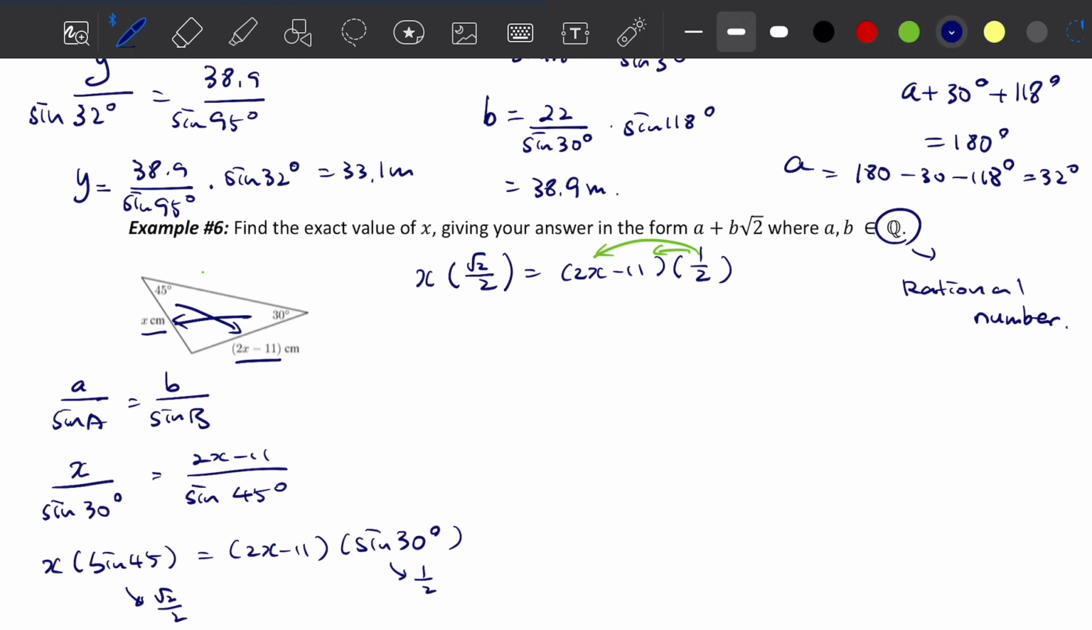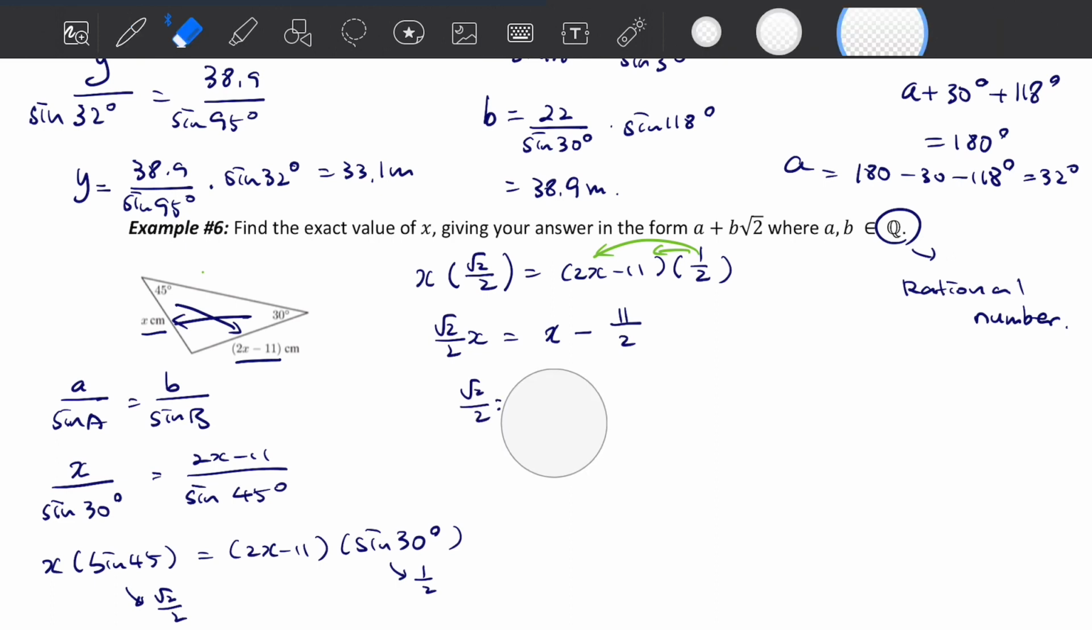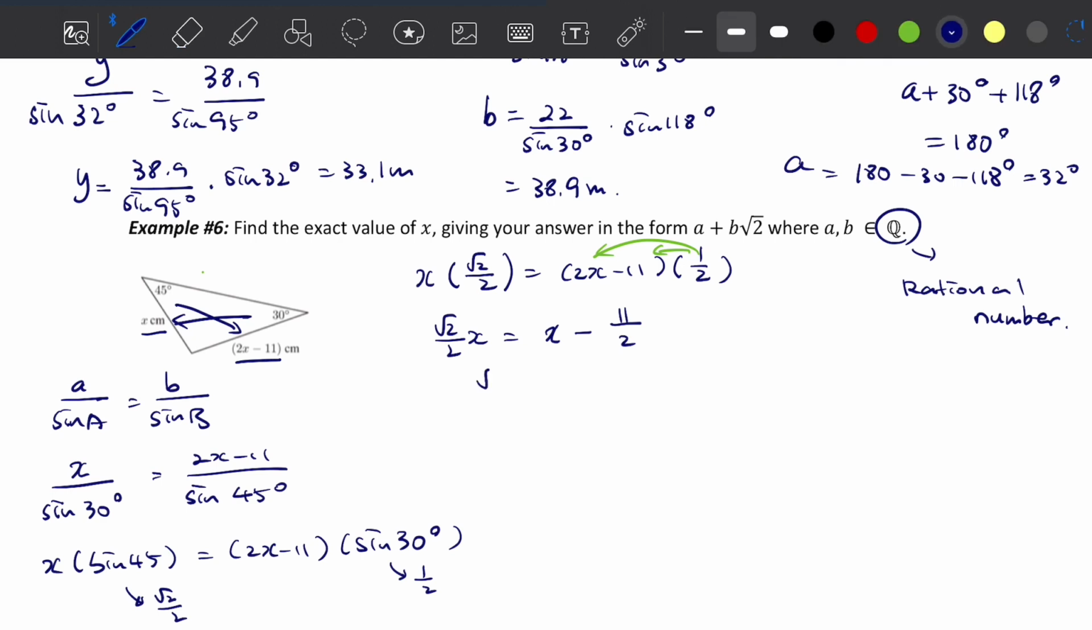Then we can simplify this, right? This will give us the value square root 2 over 2 x equals 2x times 1 over 2, which is the same as x, minus 11 over 2. Okay, then let's collect the like terms. Then this will say square root 2 over 2 x minus x is the same as minus 11 over 2. Then this is the same as square root 2 over 2 minus 1, times x, is the same as minus 11 over 2.